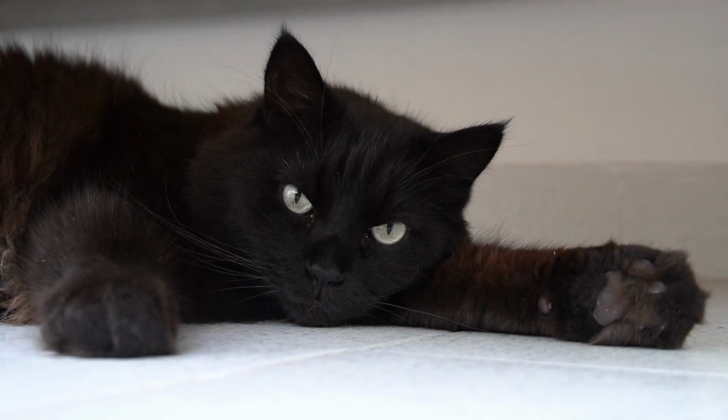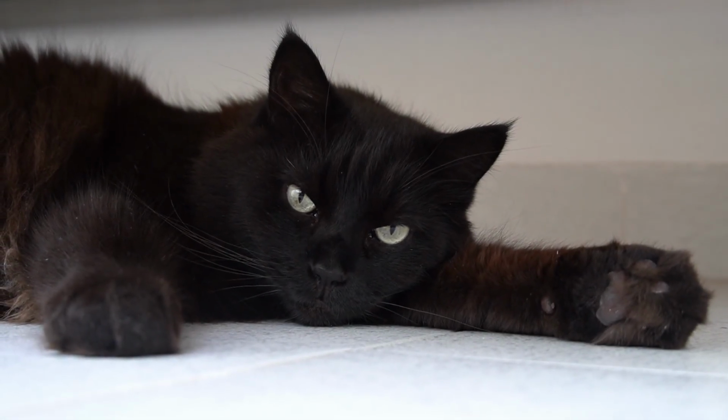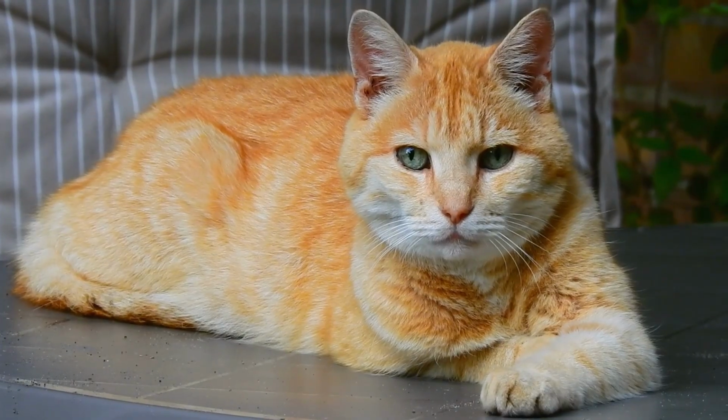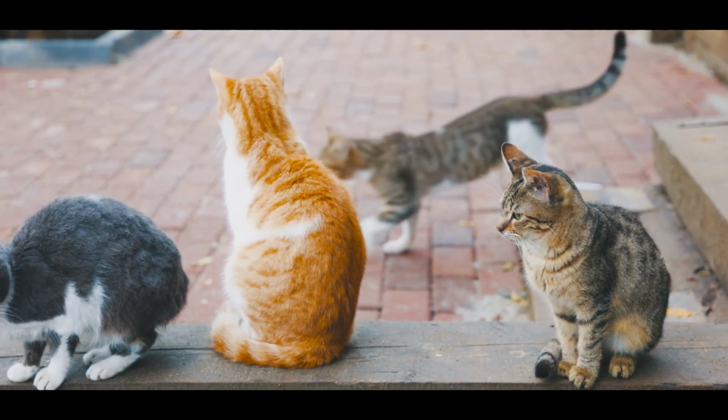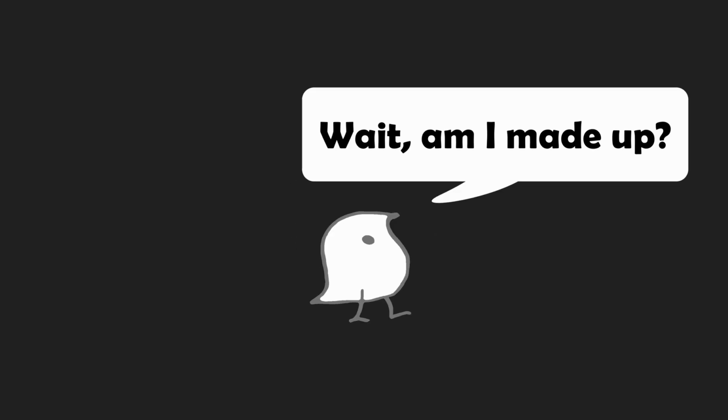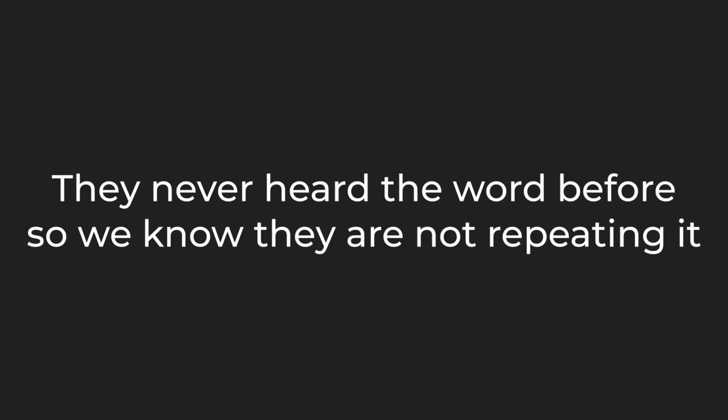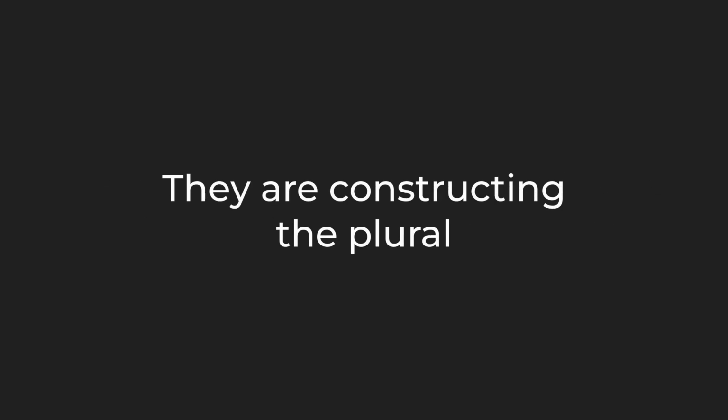So, using a common word would not be a good test, as we would not necessarily learn about how they learn to use the plural, and it could just reflect what they heard. One cat, two cats, and many cats. Maybe they're just repeating the plural form of cats because they know they have to. But using a made-up word, we know they are not repeating a plural form they heard before, because they never heard this word. Instead, they are constructing the plural and applying it to a new word, because they learn grammar rules. And let me highlight a point here.